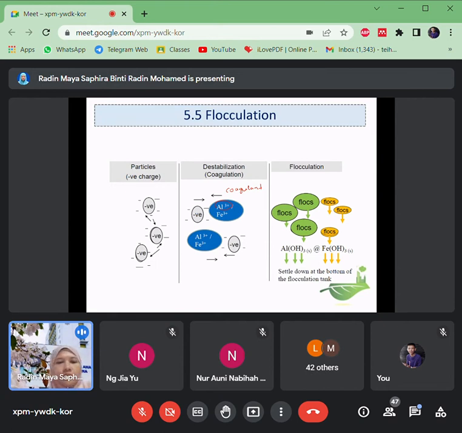It traps the negatively charged particles. So the purpose is finally we want the bigger flock, right? And then it will settle down at the bottom of the flocculation tank.